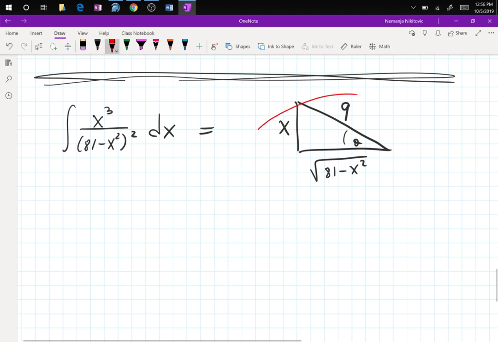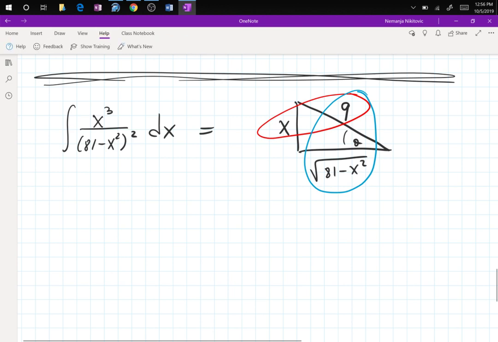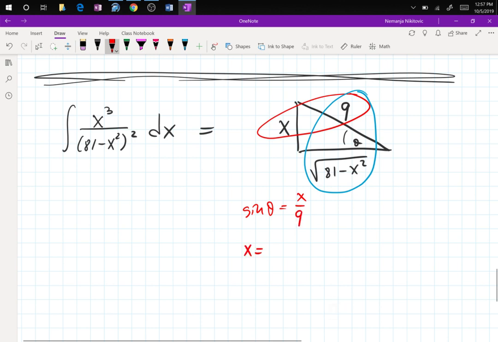Red, circle towards the number. Blue, circle function and a number. So when you are creating trig functions, you always have to use the one with the number. And in this case, it's 9, which is the hypotenuse. So the red one is going to be sine theta, which is x over 9, from where x is 9 sine theta, and dx is 9 cosine theta d theta.